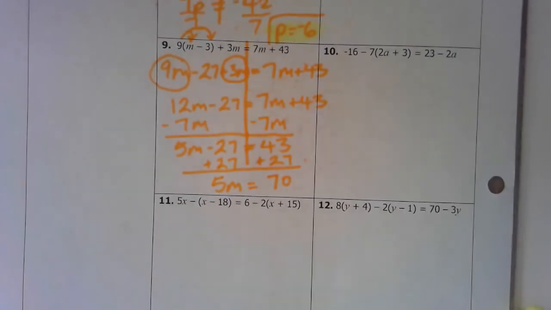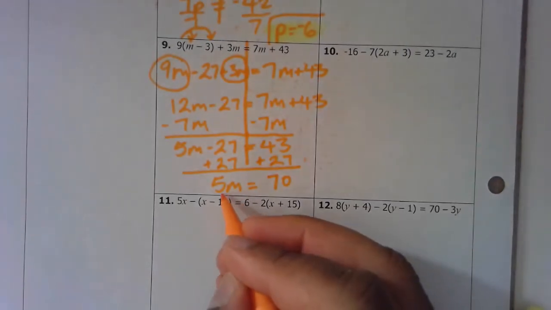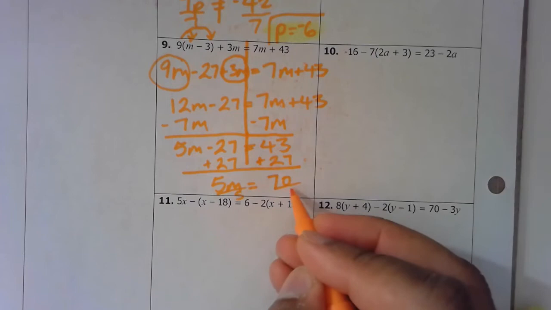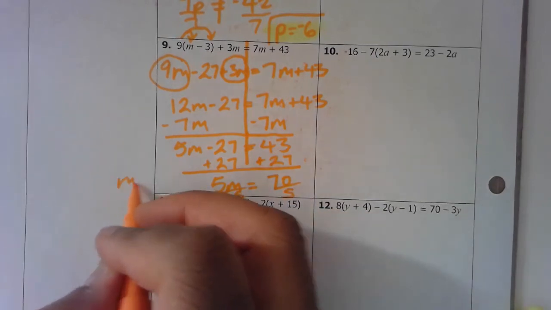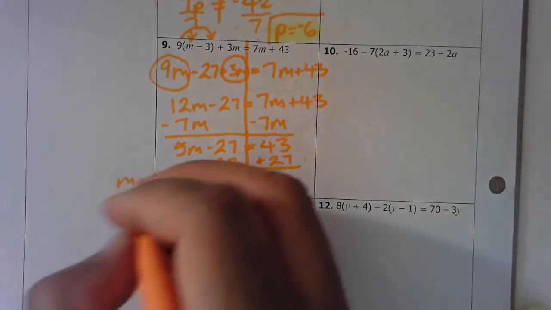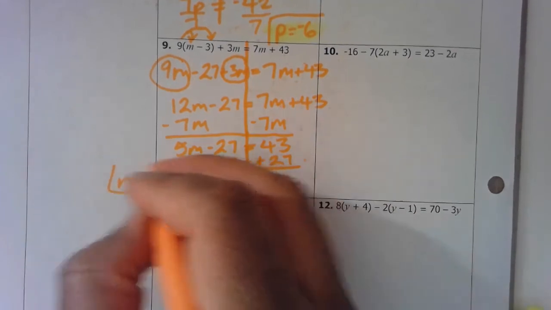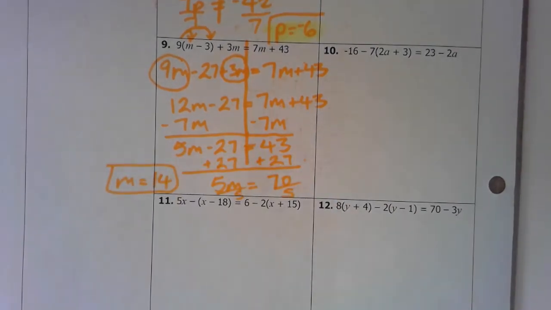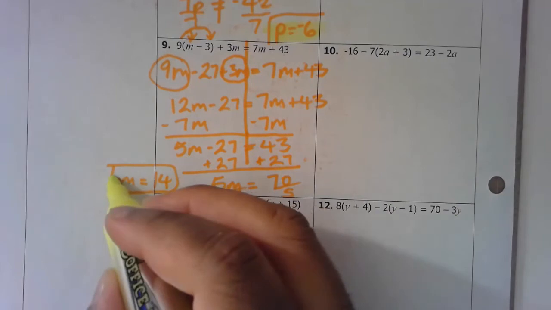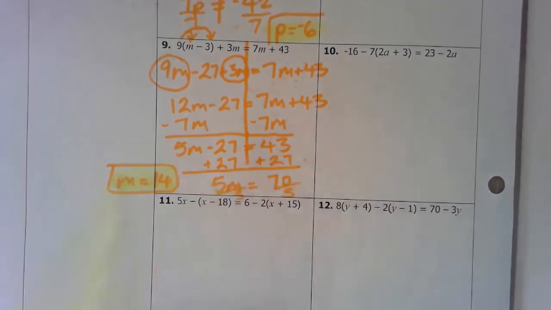All right. And then I'm going to finish this all up by just dividing by 5. Don't have much space here, but I can just write the answer over here. M equals 14. So just highlight my answer here. And I'll do one more example with you guys here on these variables with both sides here.